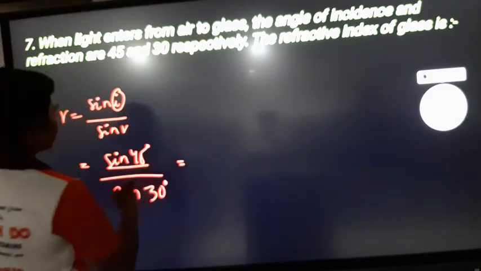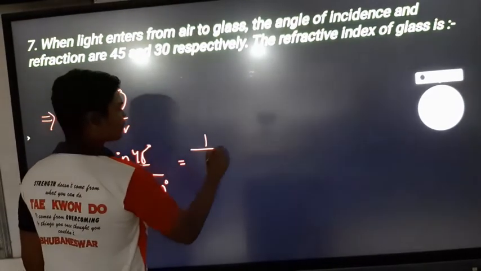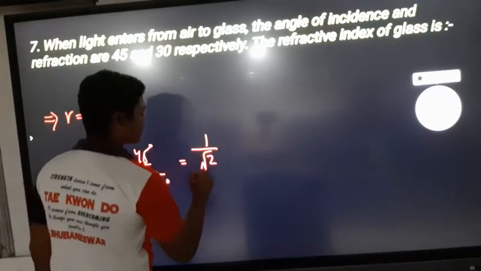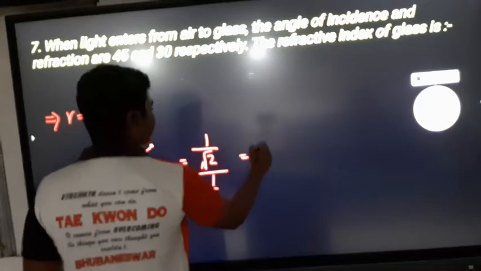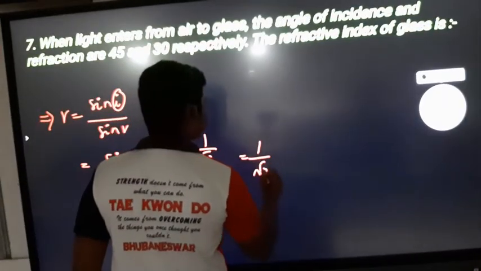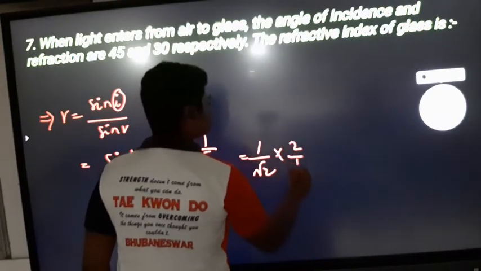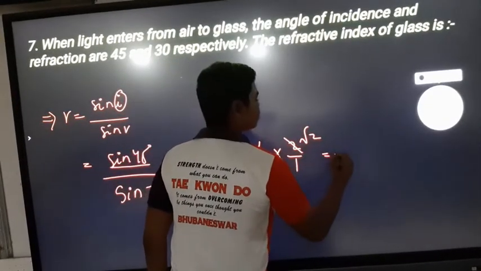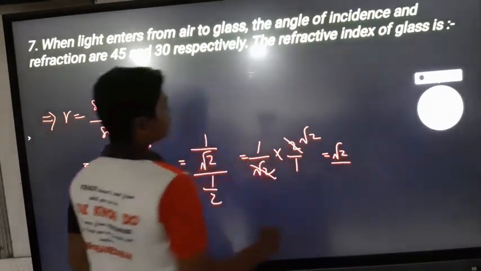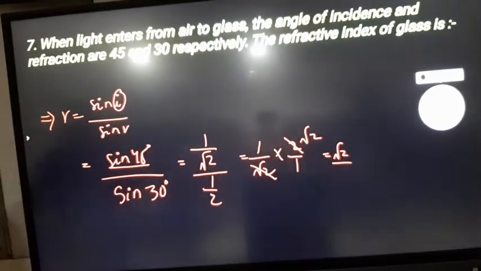Sin 45 is 1 by root 2, and sin 30 is 1 by 2. So we'll get 1 by root 2 into 2 by 1. We'll cancel, and we'll get root 2. So the answer is root 2. The refractive index of the glass is √2.